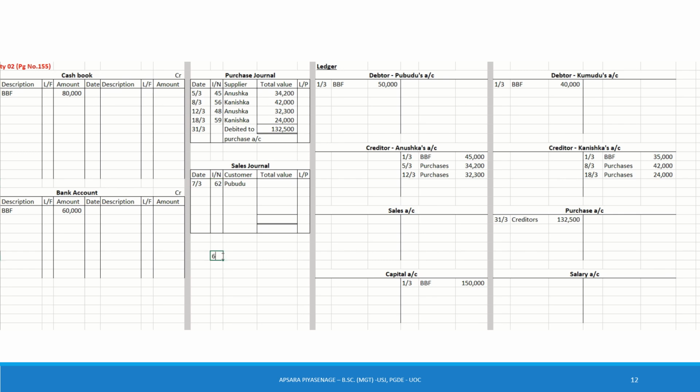So 20 shirts at 1,500 is 30,000, and this 30,000 is the listed value. From this 30,000, we have to deduct 10%. 30,000 minus 10% of 30,000.